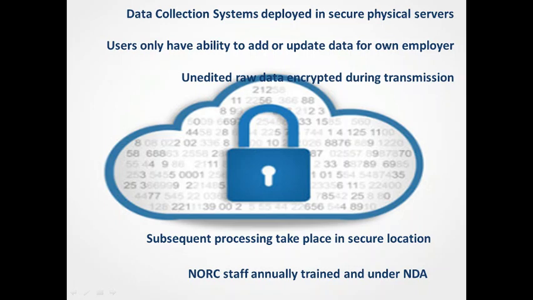Unedited raw data collected through these processes are encrypted during transmission, following the FIPS 140-2 compliance, and transfer of all data utilizes the NIST 800-53 security framework. The subsequent processing of Component 2 data takes place in a secure location on the private network within NORC, where access is granted only to individuals who are authorized to work on these files.